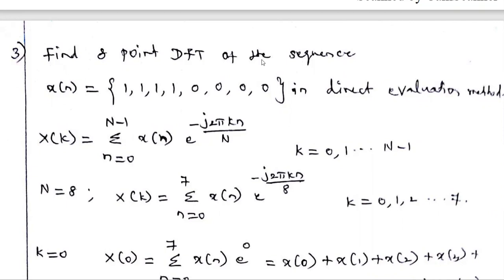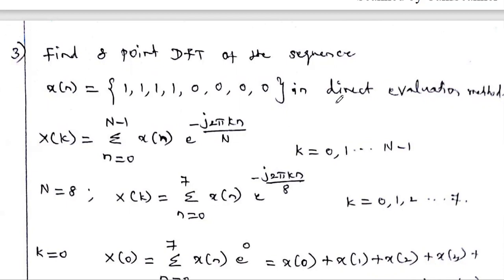Now we are going to solve one problem, the 8-point DFT problem, in the direct evaluation method. In the previous video, we solved two problems using the 4-point DFT method. Now we are going to solve the 8-point DFT problem in the direct evaluation method. The question is: find the 8-point DFT of the sequence x of n equal to 1, 1, 1, 1 and 4 zeros. Four ones and four zeros, in the direct evaluation method.